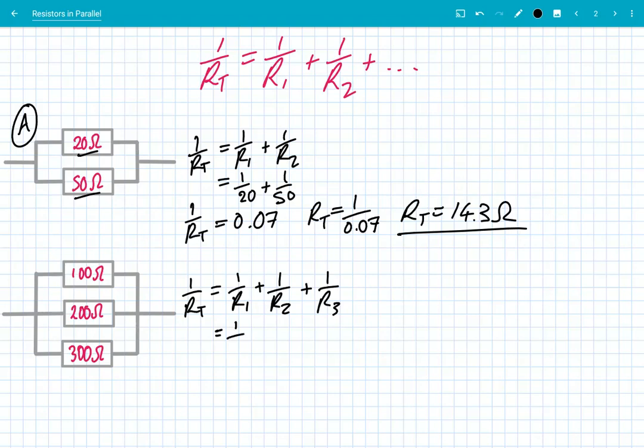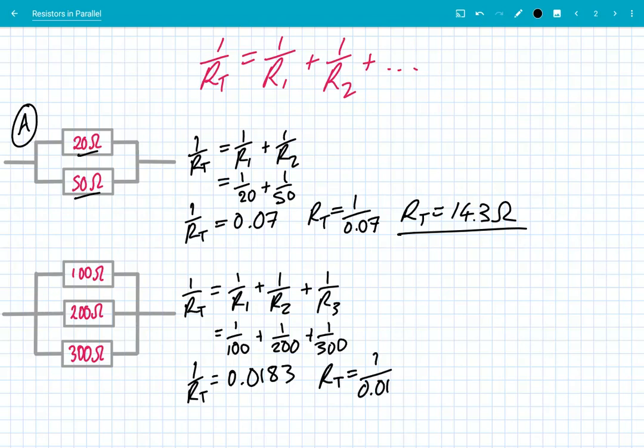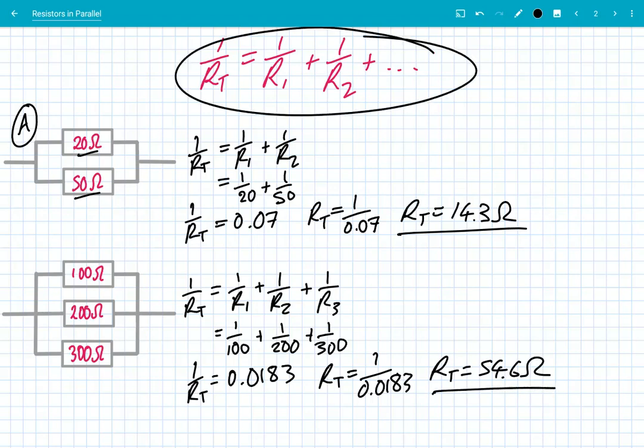So we get 1 over 100 plus 1 over 200 plus 1 over 300, which gives 1 over RT to be 0.0183. But we have to remember to take the reciprocal. So RT is 1 over 0.0183. So the total resistance of these resistors in parallel is 54.6 ohms. It's really easy. You just got to remember to use the formula and to take the reciprocal at the end.